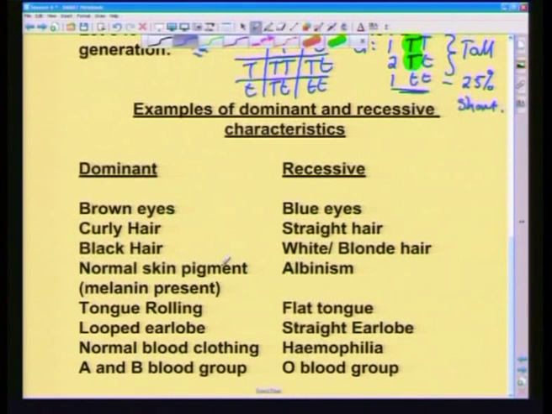But curly hair generally dominates over straight hair. Black hair will dominate over white in animals or blonde in humans. Normal skin pigment, where we have melanin, will dominate over albinism, because albinism is a lack of melanin in the skin. That's why people that are classified as albinos have almost white-pink skin. The freckles that they have result because the skin is damaged, and they'll also have blue eyes because there's a lack of pigment in the irises.